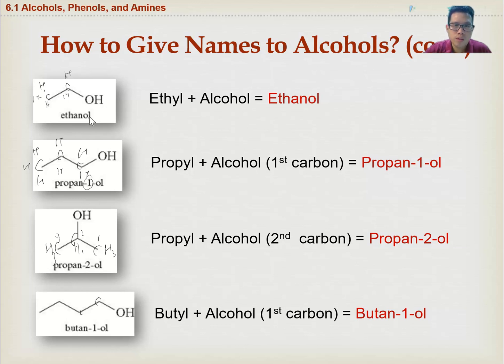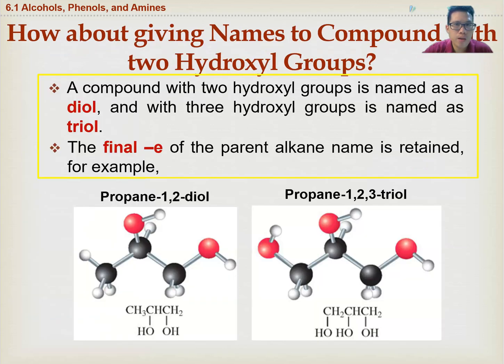And this one is 1, 2, 3, 4: CH3, CH2, CH2, CH2. So 4 carbons, butyl, and the OH is at carbon number 1, so it's butan-1-ol. Sometimes you do not need to have the 1 as well, so you can call it butanol. It's fine, flexible with that.